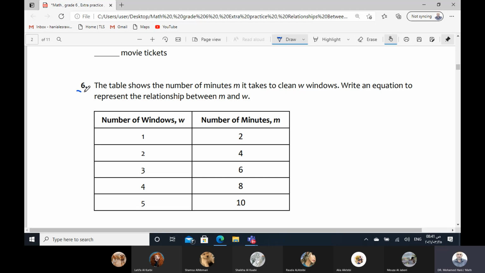Who can read exercise number 6, please? Mister, can I read it? Okay, Moza. The table shows the number of minutes it takes to clean W windows. Write an equation to represent the relationship between M and W. Great. As you see in this table, we have number of windows represent W, and here number of minutes represent M. I want from all of you to try to write this equation from the table. Start please and tell me what is your equation here.